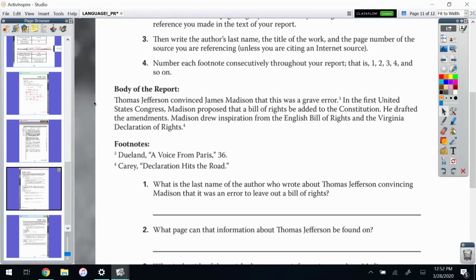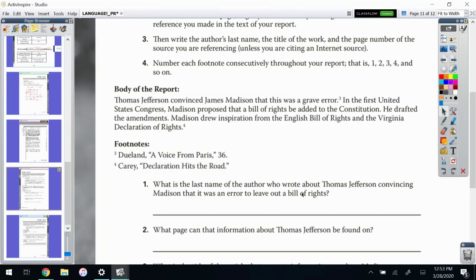So if this is the body of your report right here, look at how the footnotes are written. Thomas Jefferson convinced James Madison that this was a grave error. So you see the number 3 right there. Now you would look at number 3 in the footnotes: Dewland, A Voice from Paris, page 36. So that's your source there. The second one here is, Madison drew inspiration from the English Bill of Rights and the Virginia Declaration of Rights. You have a footnote number 4 there.